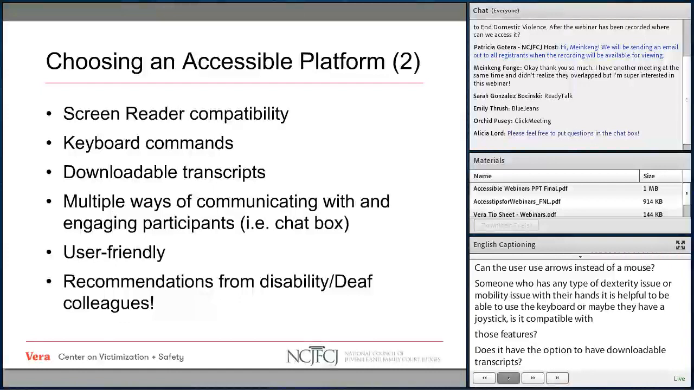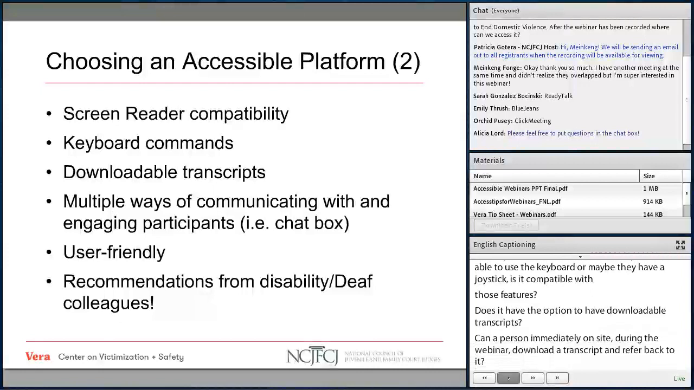Are there multiple ways of communicating with and engaging participants? So for example, here you'll see I'm speaking to you right now, but you also have a chat box where you can type and ask questions.